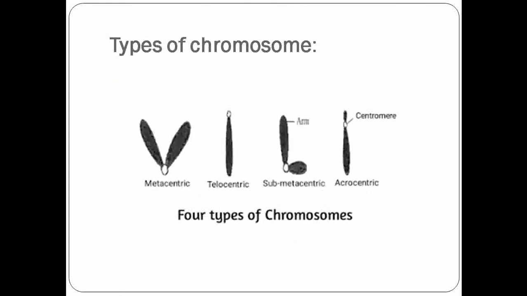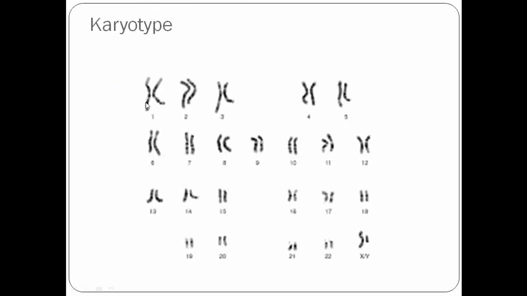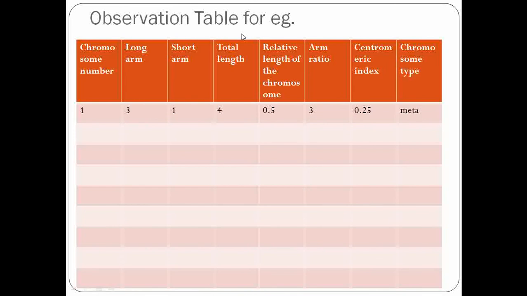Just see here, this is the photograph. In this photograph the pairs are already homologous. There is a pairing of homologous chromosomes according to their length. There are a total of 22 pairs of chromosomes, so you have to take 22 pairs and first arrange them in decreasing order, just like that. Then in the observation table, what you have to record, firstly, is your chromosome number.